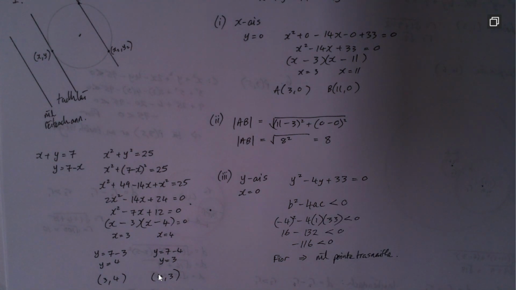But look at that, b squared minus 4ac. If it is greater than 0, it has real roots. If it is less than 0, it has no roots. Does that make sense? Yeah.